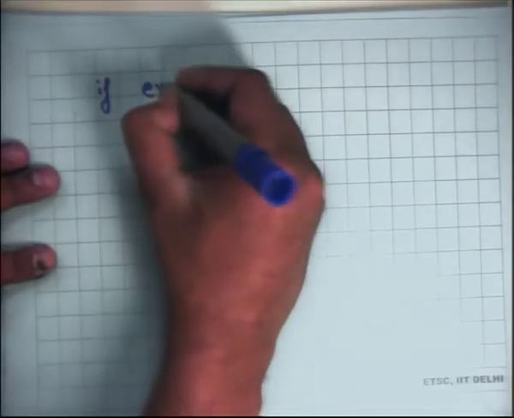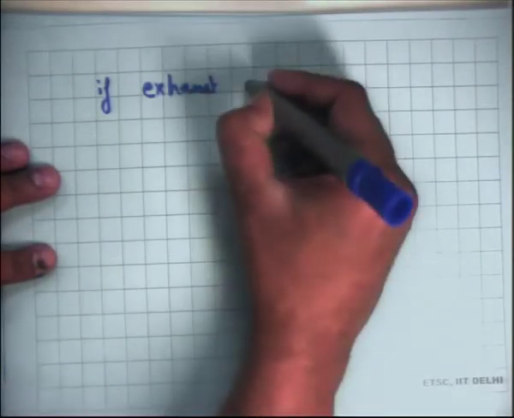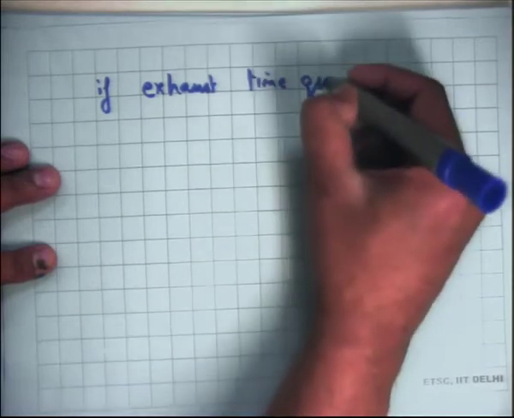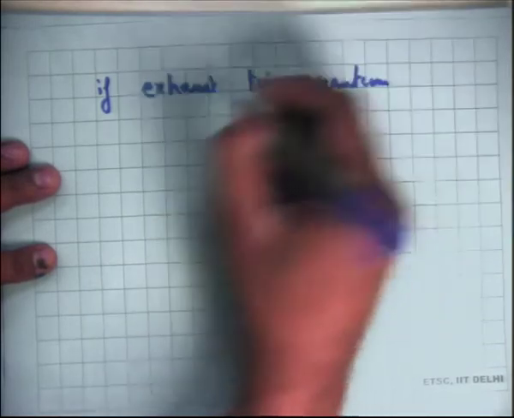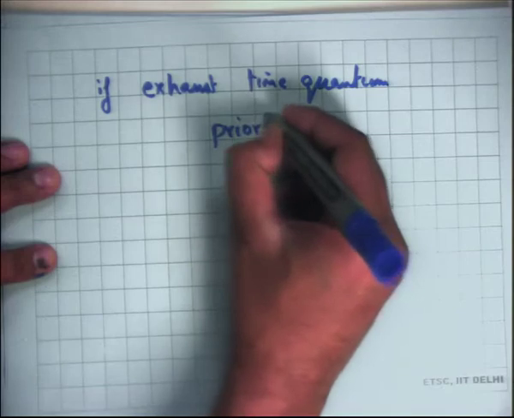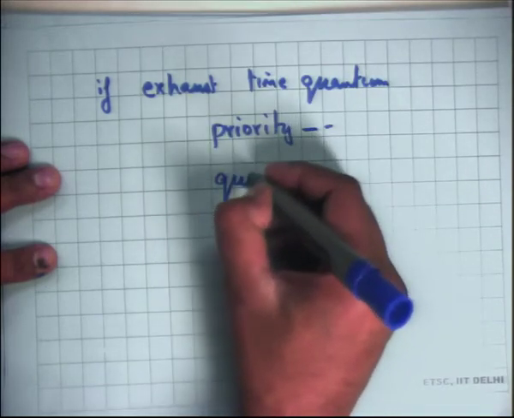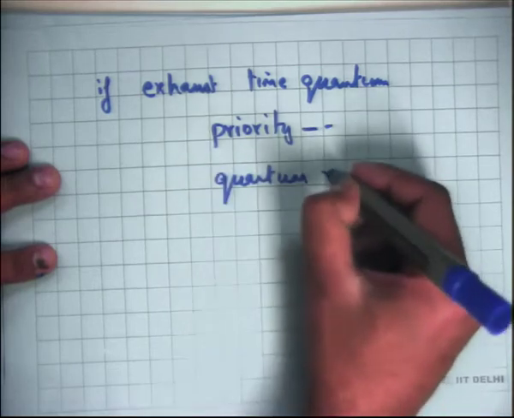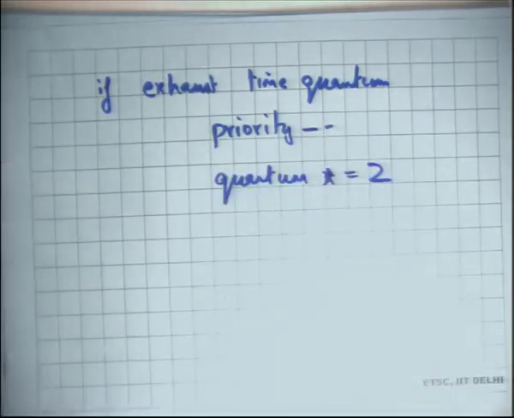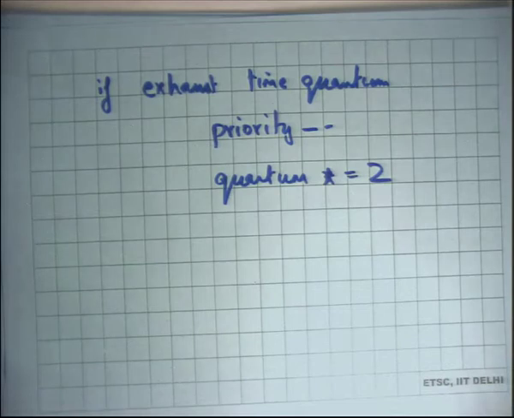So the logic is, if it exhausts the time quantum, then priority minus minus and quantum is multiplied by 2, right? So you also multiply the quantum by 2 to make sure that the scheduling overhead is even less.